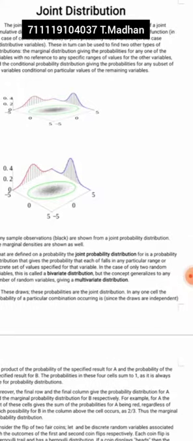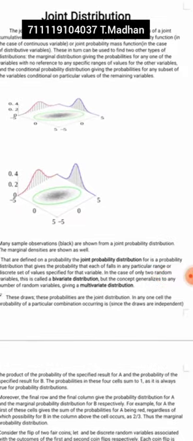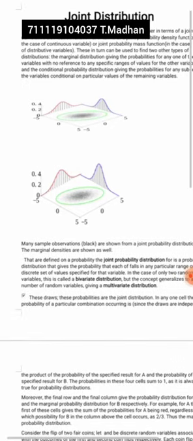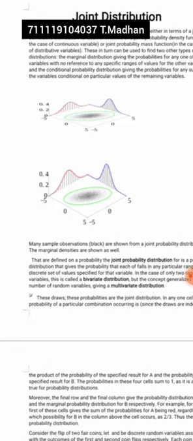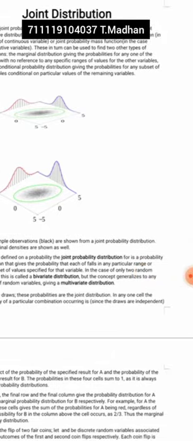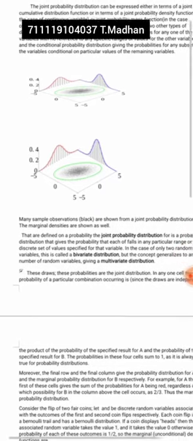The joint probability distribution is a probability distribution that gives the probability that each of the variables falls in any particular range or discrete set of values specified for the variable. In the case of only two random variables, this is called a bivariate distribution, but the concept generalizes to any number of random variables, giving a multivariate distribution.